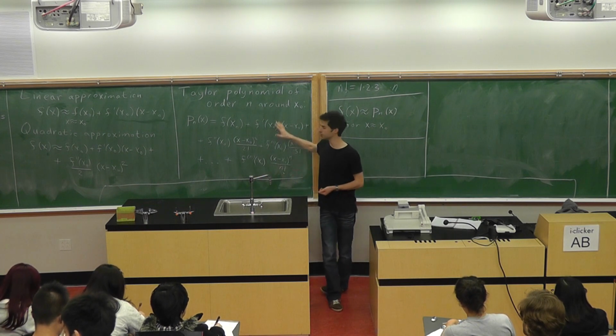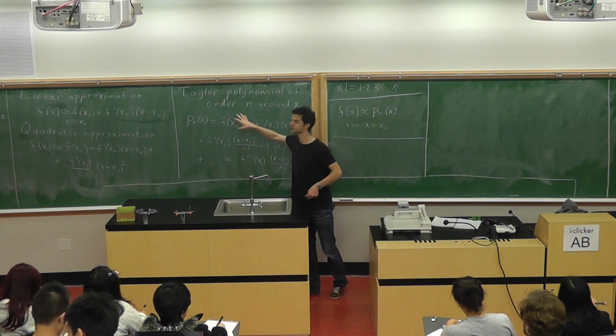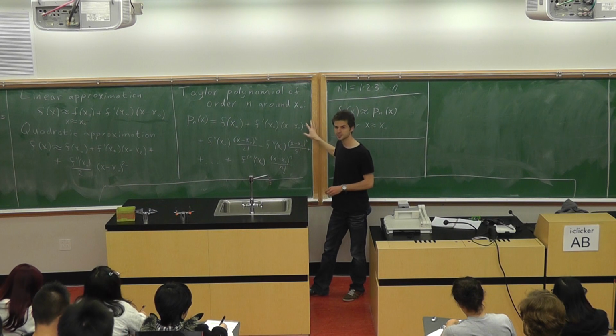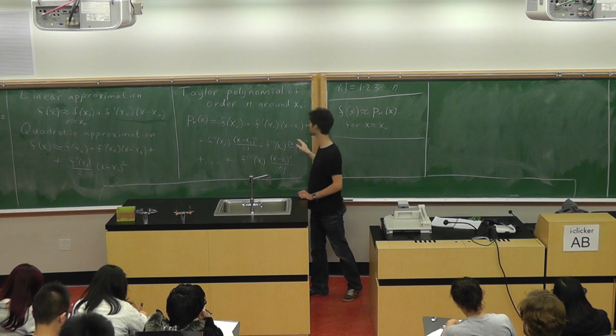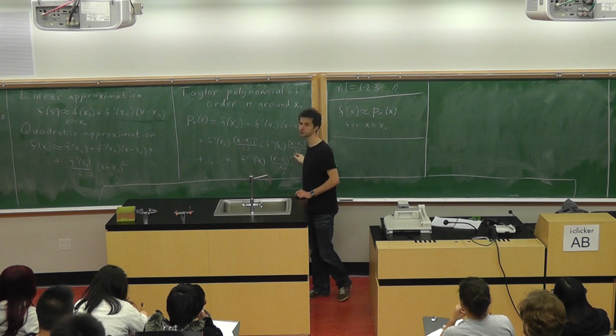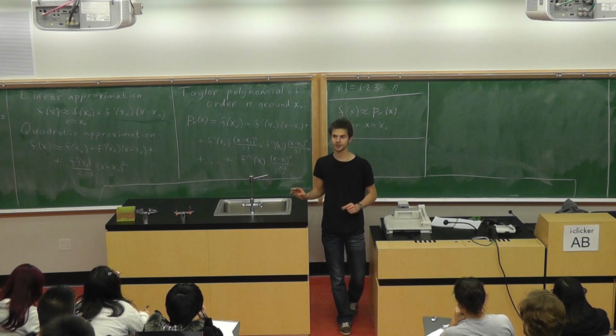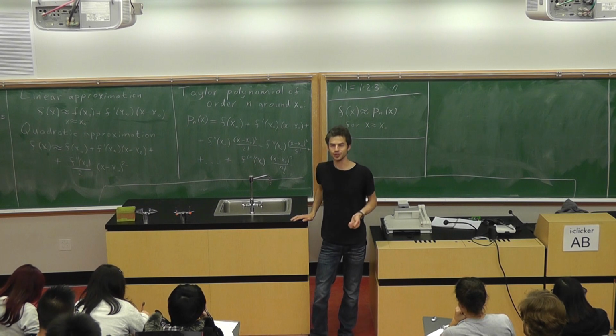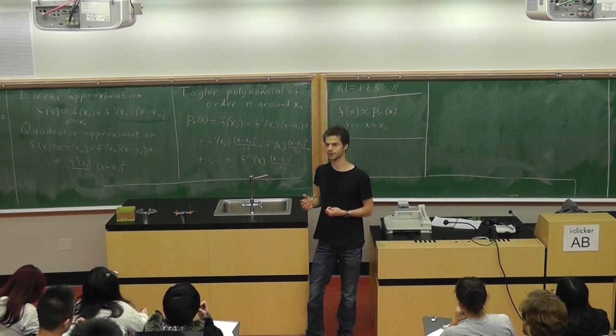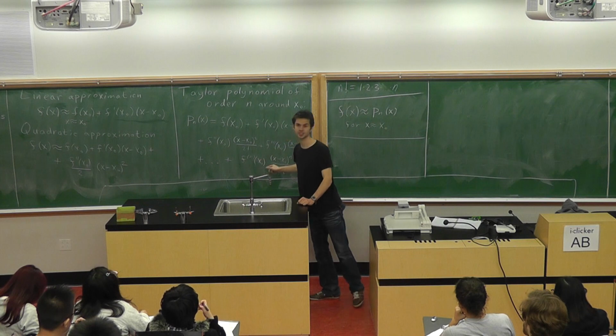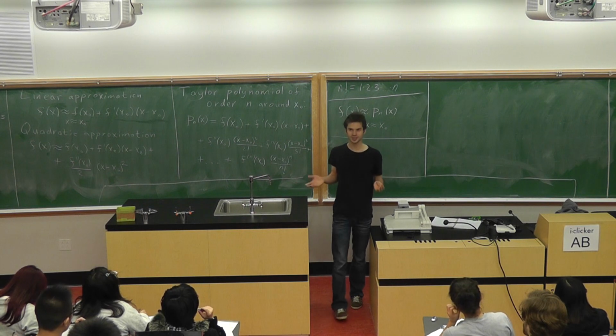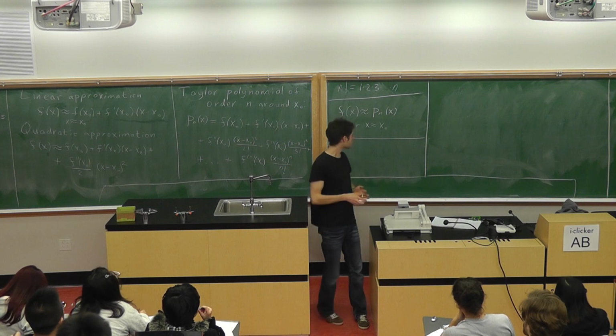Well, so I wrote some polynomial: some number plus something times x, something with x squared, something with x cubed, all the way up to something with x to the power n. But you know there are many polynomials. Why did I choose this particular one? Why did I choose these strange coefficients, the nth derivative over n factorial? Well, there is a reason.